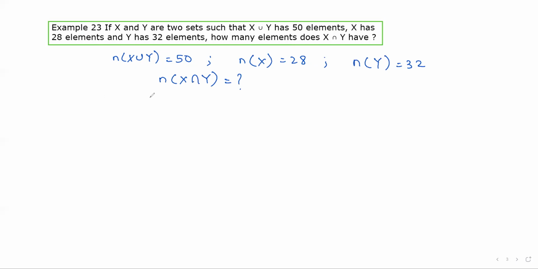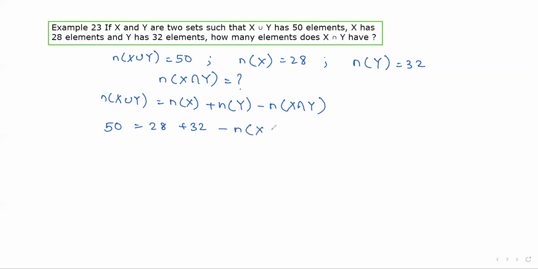Here we have a formula which links all these four values. Number of elements in X union Y is equal to number of elements in X plus number of elements in Y minus number of elements in X intersection Y. So placing the values, we have 50 is equal to 28 plus 32 minus number of elements in X intersection Y. Taking this on the left hand side, this on the right hand side, and calculating this, we have n of X intersection Y is equal to 60 minus 50, which is equal to 10. So 10 is your answer.